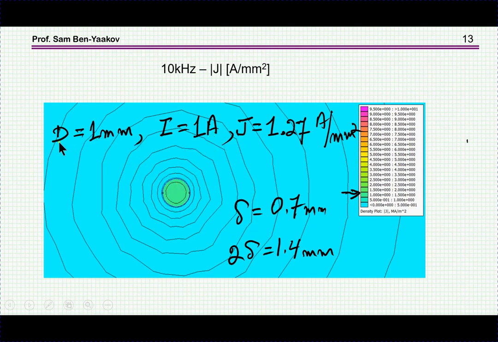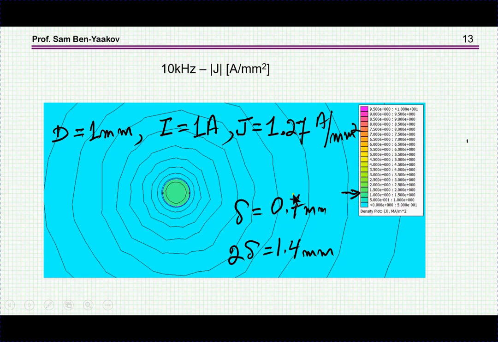So dividing the current by the area, we find that the current density is 1.27 amp per millimeter square. Now, using the equations I've shown earlier, for 10 kilohertz the skin depth is 0.7 on each side, and therefore twice the value is 1.4. If the diameter is smaller than 1.4, then we're not going to see any appreciable skin effect. And indeed, we don't see it here.